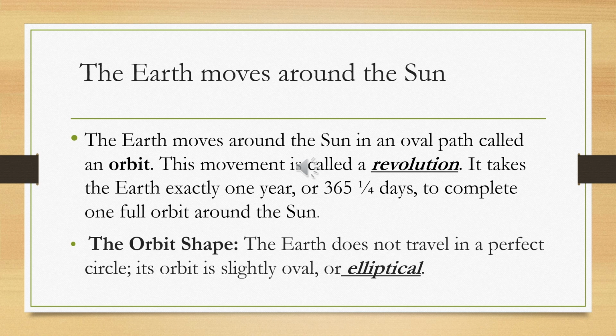Students, as we all know, the earth moves around the sun. But how? It moves in an oval path called the orbit. This movement is called revolution, which takes approximately 365 to 366 days to complete one full orbit around the sun. And the orbit has a shape which is called elliptical.